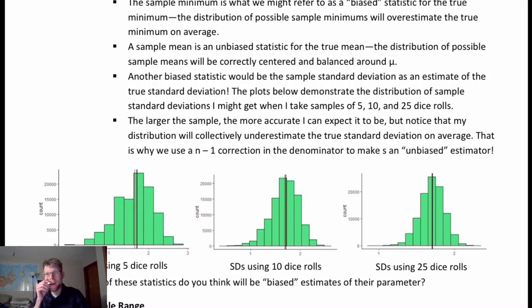Okay, so all that to say, that's why we divide by n-1: because of this little bias element. If we divide by n-1, then that little gap will go away, and my standard deviations will distribute symmetrically and centered on the true population standard deviation.